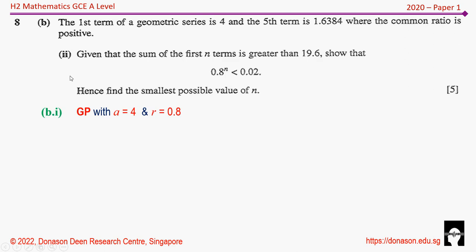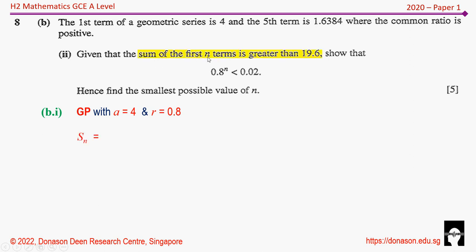Now let's look at part 2. We are told that given that the sum of the first n terms is greater than 19.6, show that 0.8 to the power of n is less than 0.02, and thereafter we are supposed to find, hence, that means using what we showed earlier, the smallest possible value of n. So let's look at how we can tackle this.